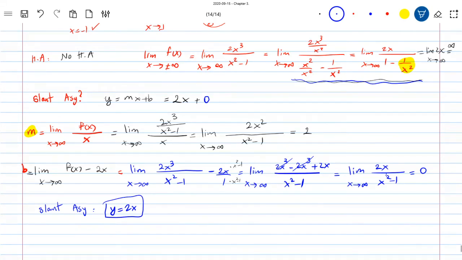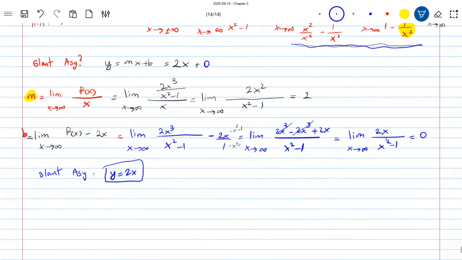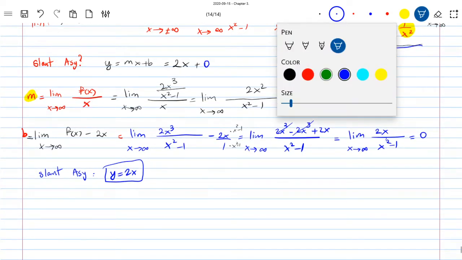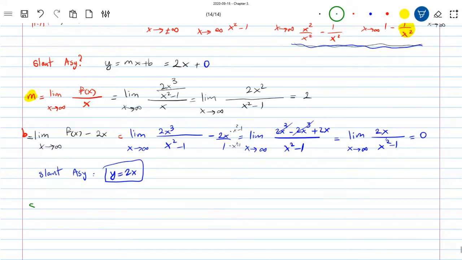This is one way to find the slant asymptote. The other way is to do long division. We can double check by doing the long division. So the function f is given by x cubed divided by x squared minus 1. Okay, so let's try to do the long division.